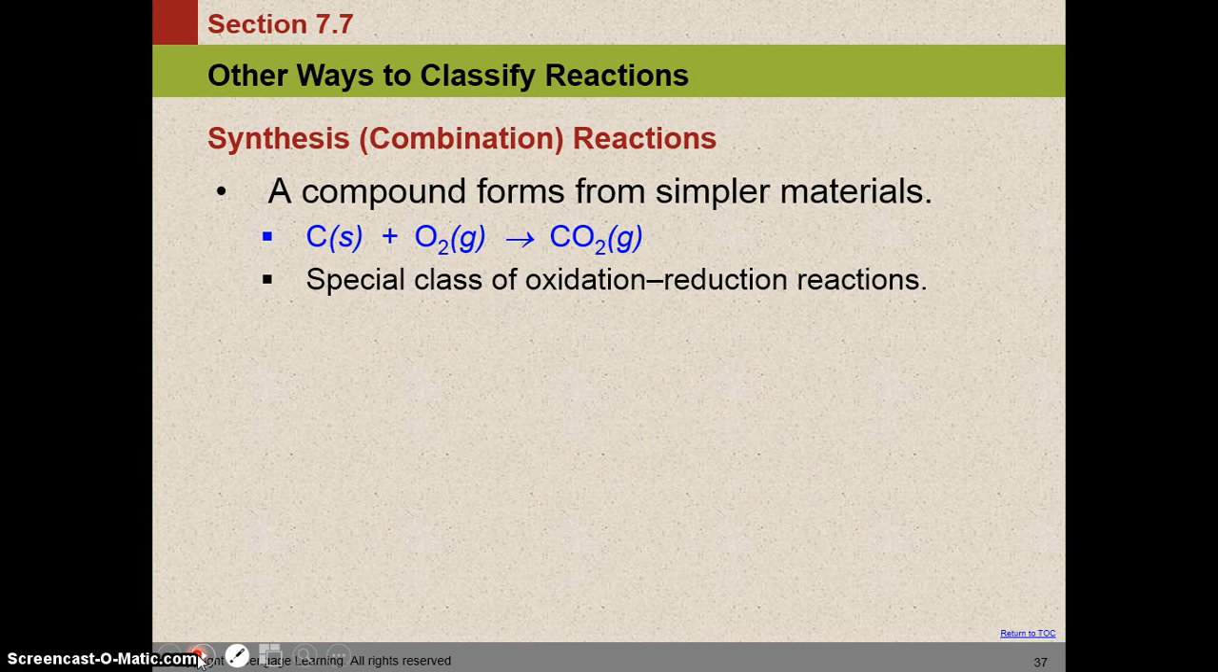Let's look at a synthesis reaction, a compound that forms from simpler materials. This is actually a special case of oxidation-reduction reactions. We have carbon, and it's a solid, and we have oxygen gas, and it's in the gaseous state as a molecule, and that'll have a zero charge and a zero charge here, and it's going to share electrons here and have a little bit of a charge. So you don't really have the transfer like we had in an ionic compound. We have this nonpolar sharing, actually, is what's going on here.